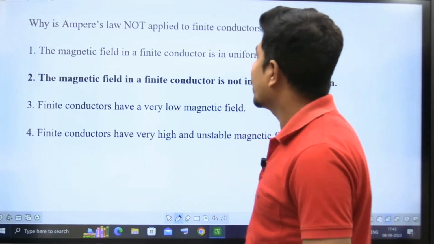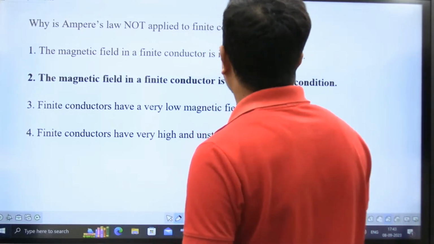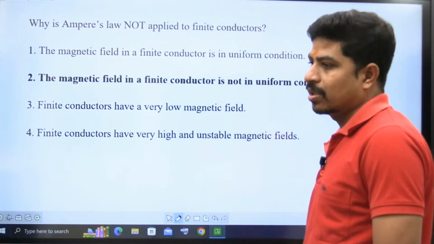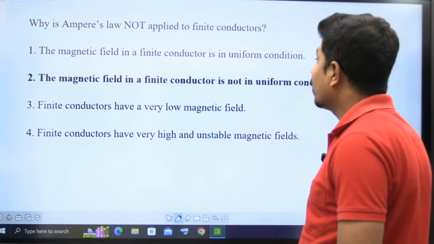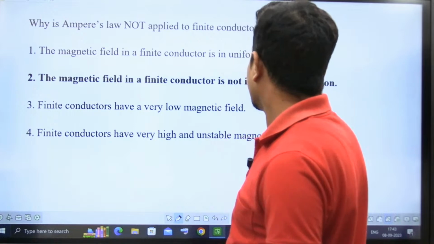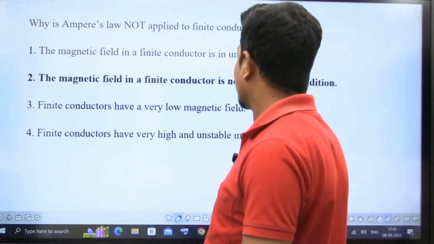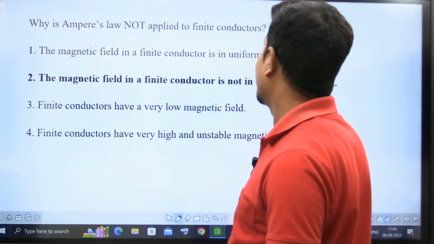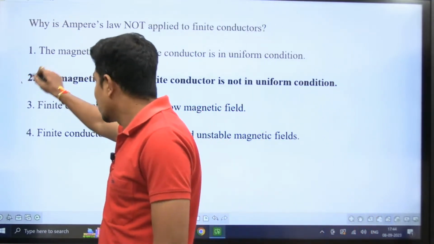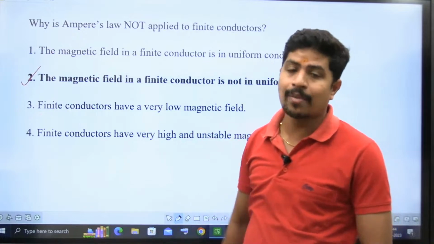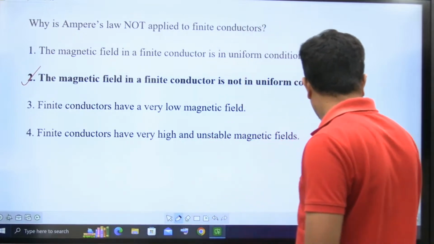Why is Ampere's law not applied to finite conductors? He's saying that for finite conductors, why Ampere's circuit law is not applied. The magnetic field in a conductor is in uniform condition. No, the magnetic field in a finite conductor is not in uniform condition. Yes, that is the reason why we won't apply Ampere circuit law. Let's go to the next question.